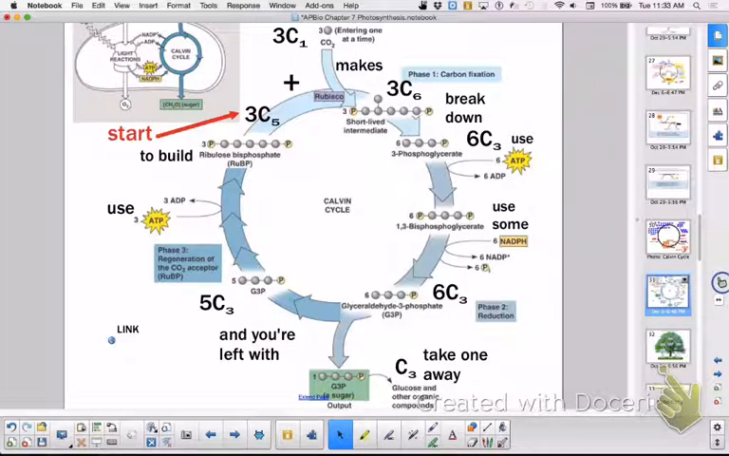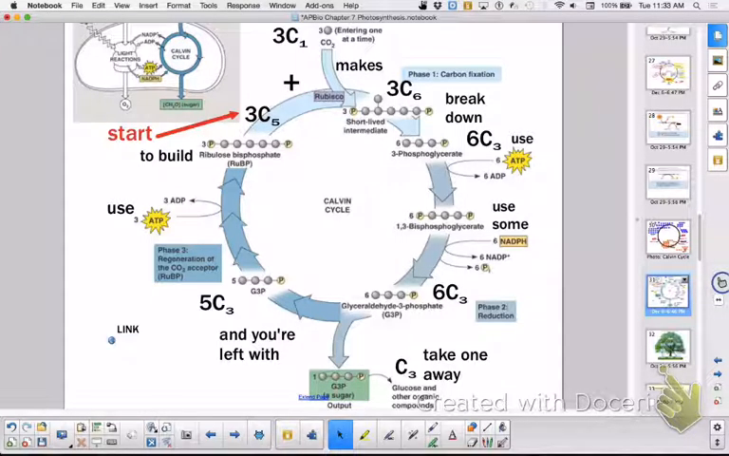Okay, fixation of carbon dioxide. Now notice, look at step one, step two, step three. Step one is all about the fixation, getting the CO2 hooked up with RUBP. Step two is all about the reduction, giving it energy, giving it electrons. And step three, what's the key word there? Regeneration. Good.